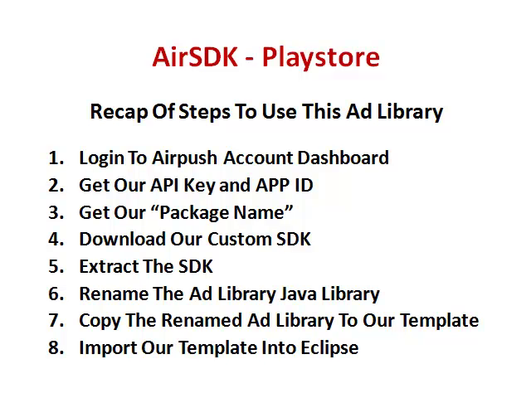And then you'll need to download your custom SDK and extract it into the C:\templates folder. Then you want to rename the ad library to match the package name which you got from step 3. And then you want to copy the renamed ad library into your template, and then you want to import your template into Eclipse, and then from there you can build your app.